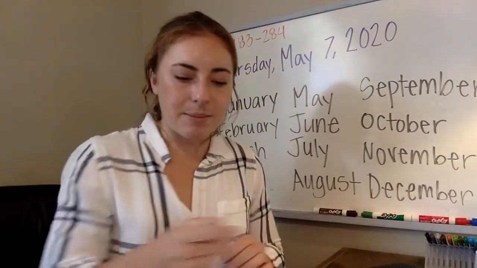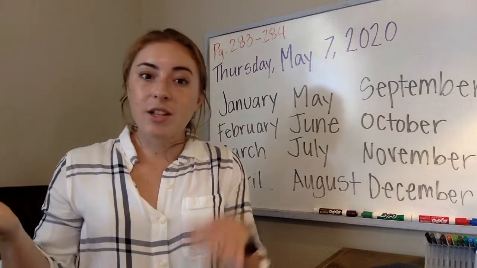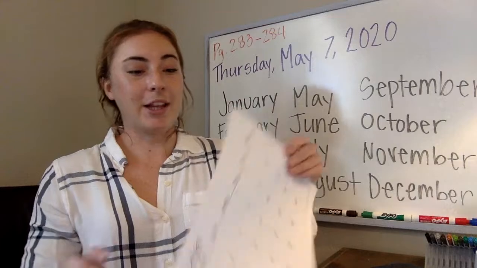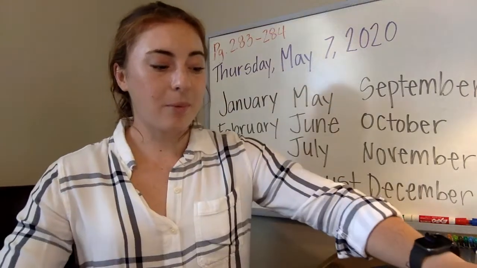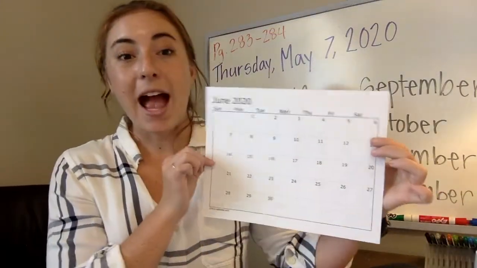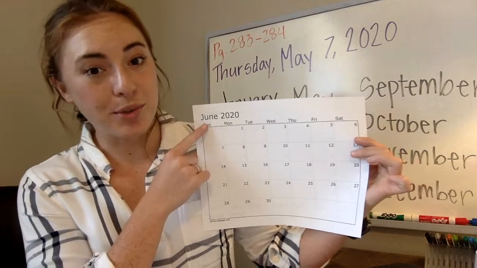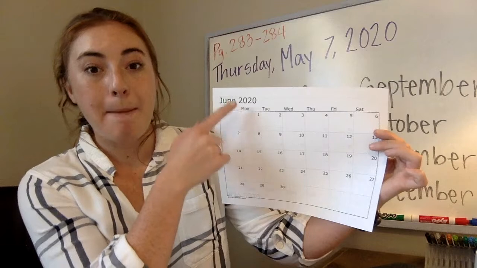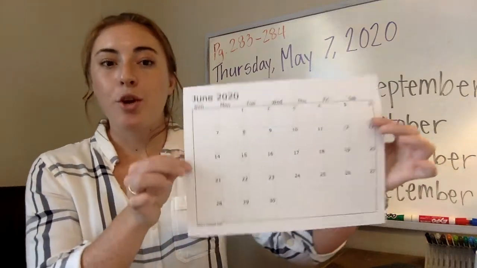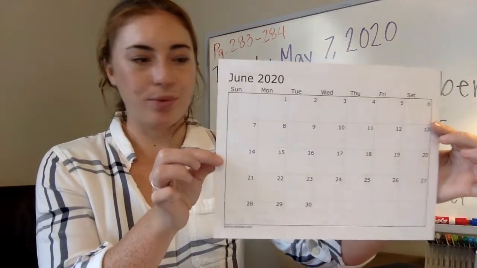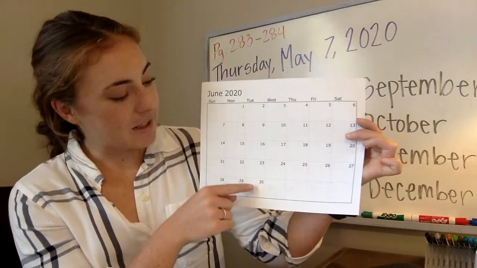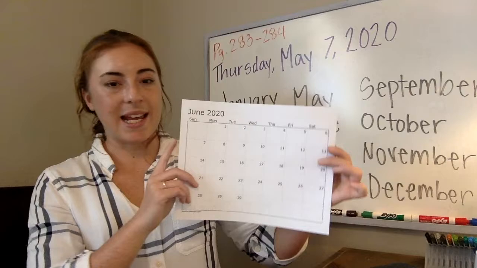Let's look at next month. When is the first day of July? Do we know off the top of our head? No, but we can look at a calendar. We can look at June. And we can look at the calendar of June and know that the first day will be on Monday. Monday, June 1st. When is the last day of June? The 30th, you're right. And it's on a Tuesday.